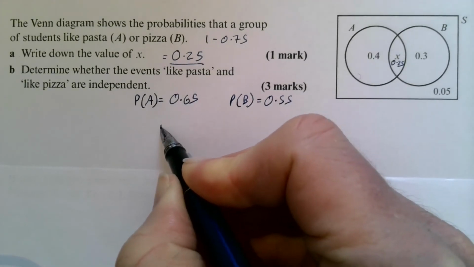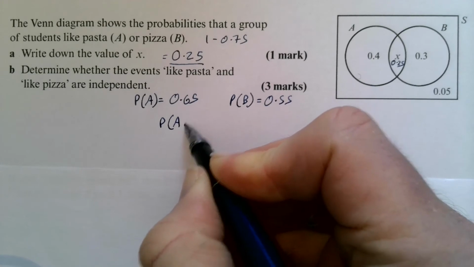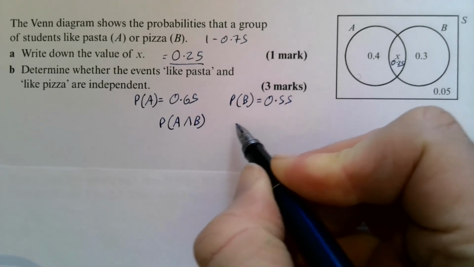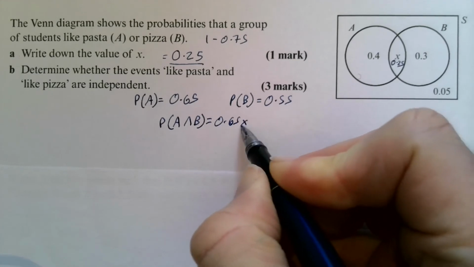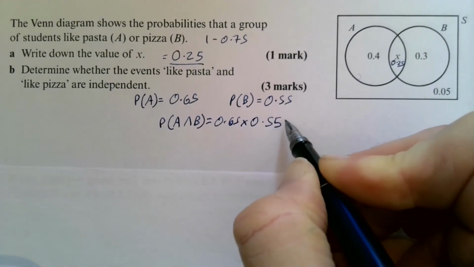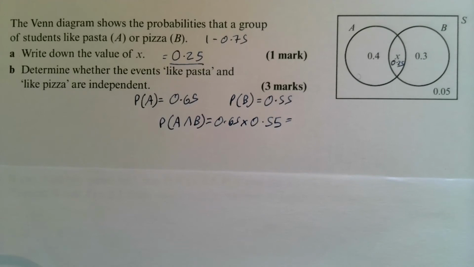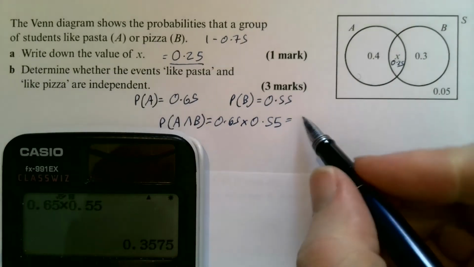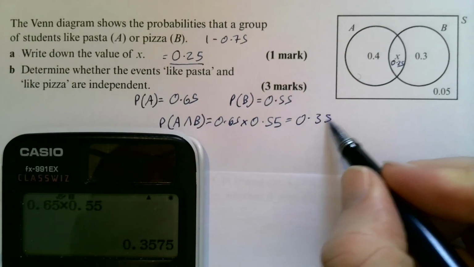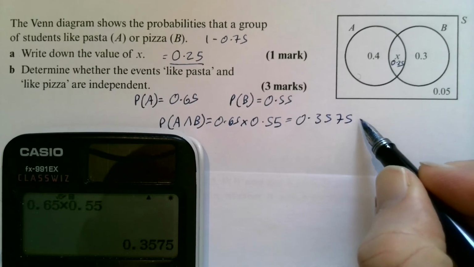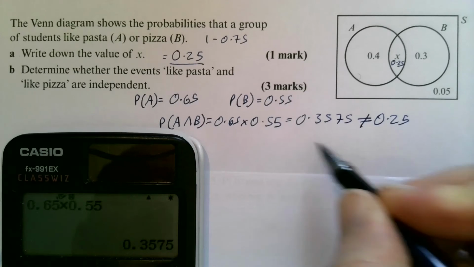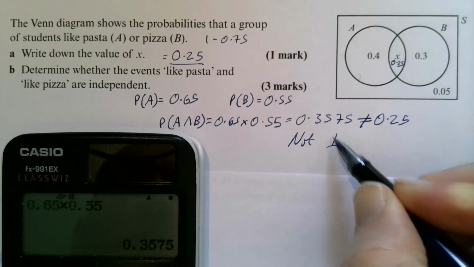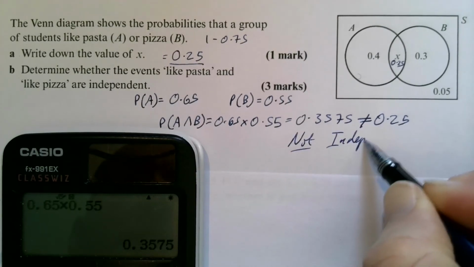So the probability of A and B is going to be 0.65 multiplied by 0.55, which is 0.3575, which is not 0.25, so therefore they are not independent.